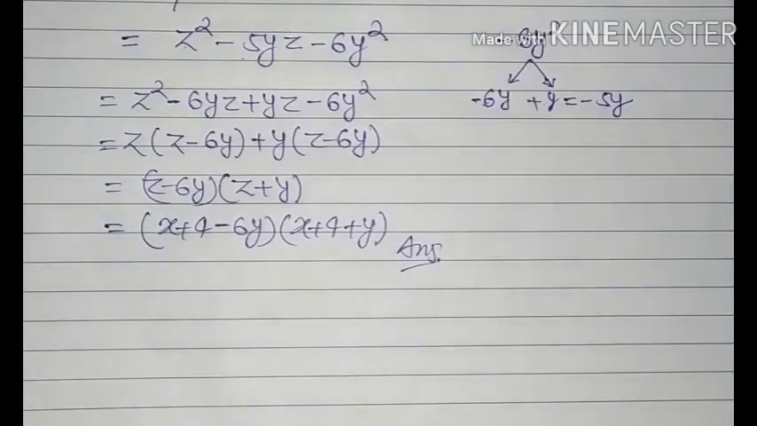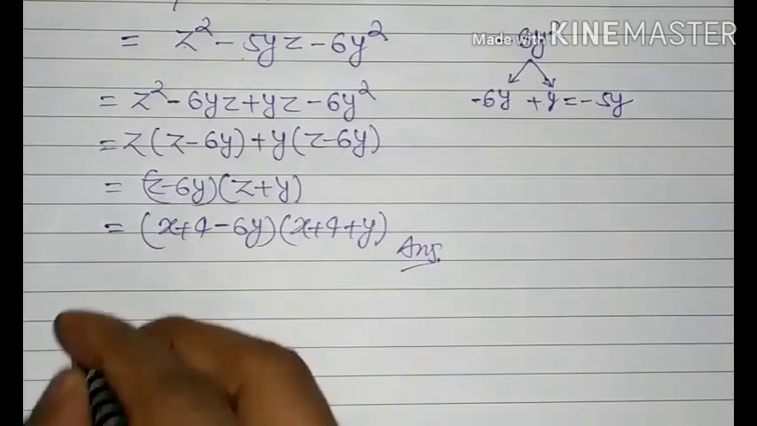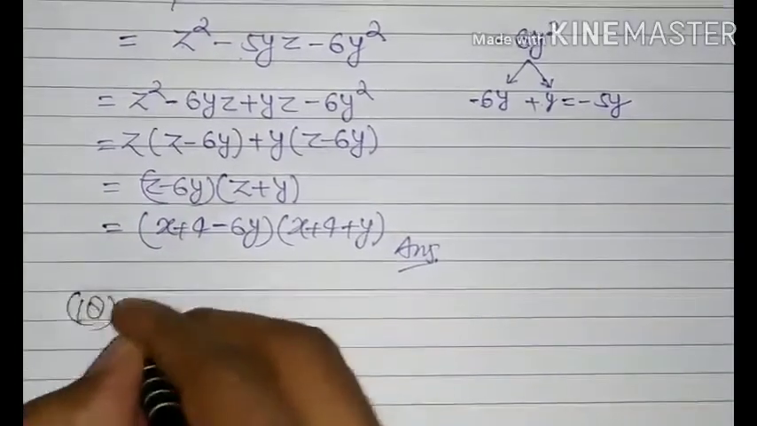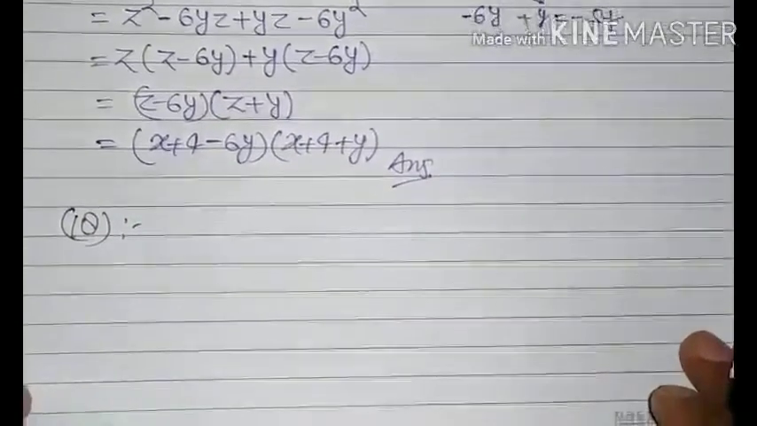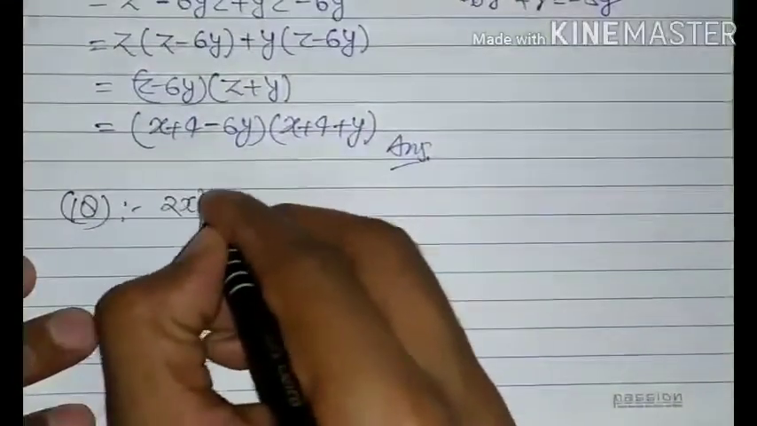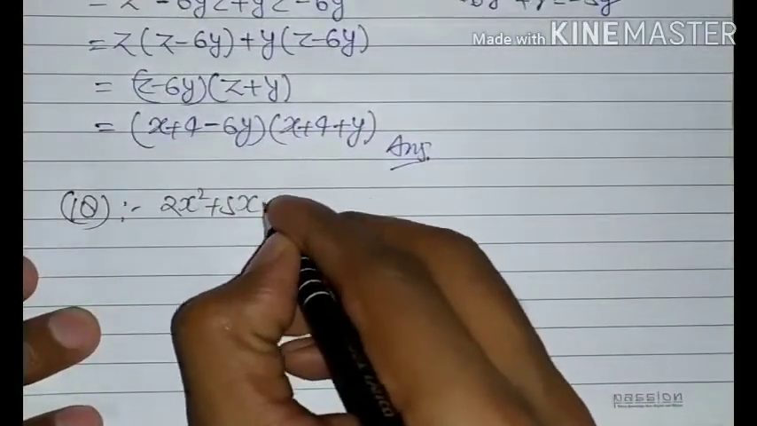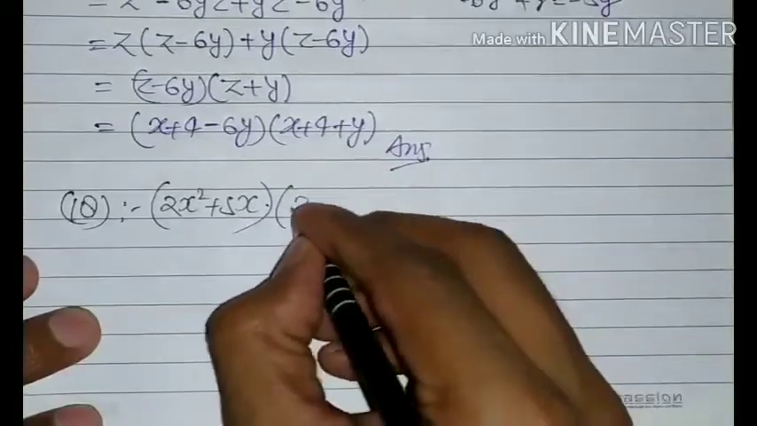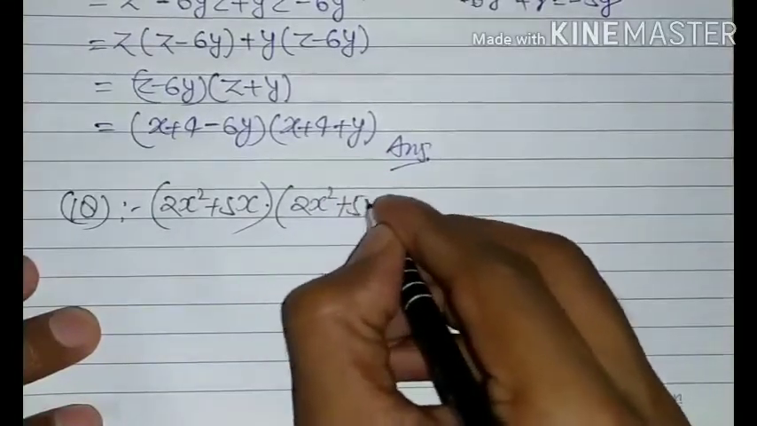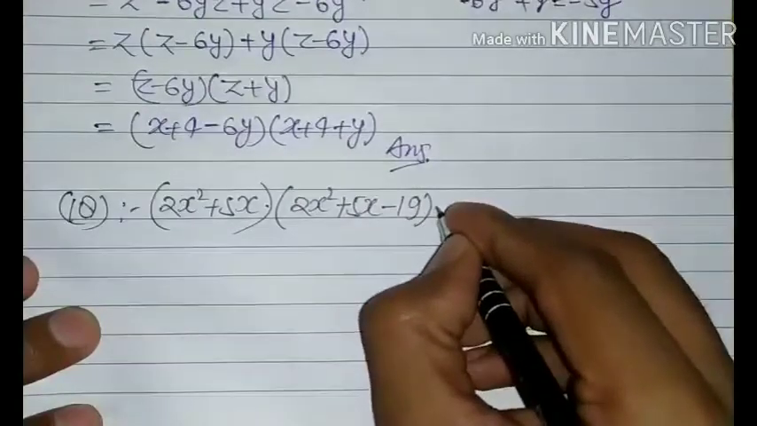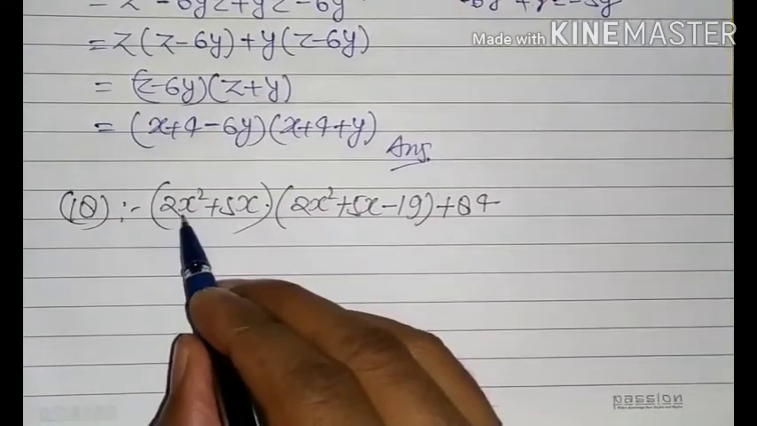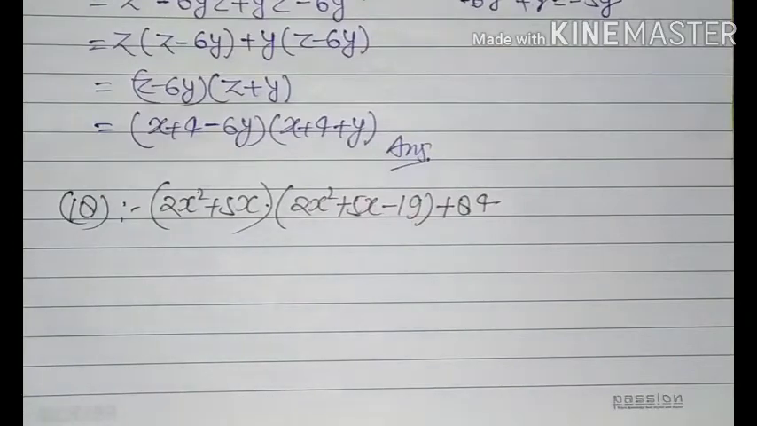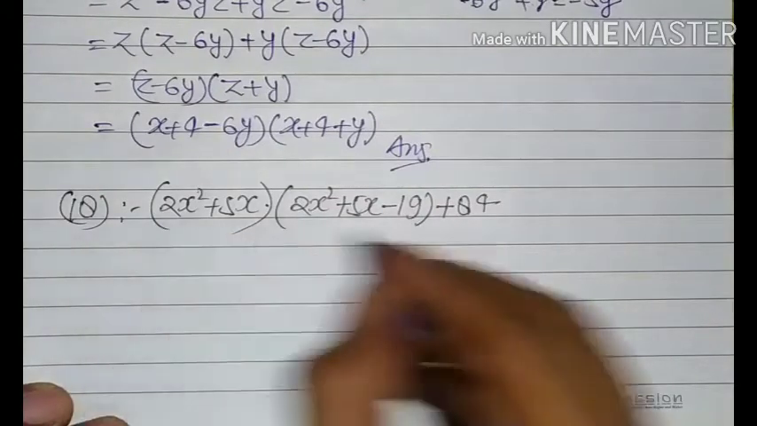Next question is question number 18: 2x square plus 5x, in a bracket, and another bracket 2x square plus 5x minus 19, plus 84. This is the given question, and if we put 2x square plus 5x as y, then the given quantity will convert into a quadratic trinomial.